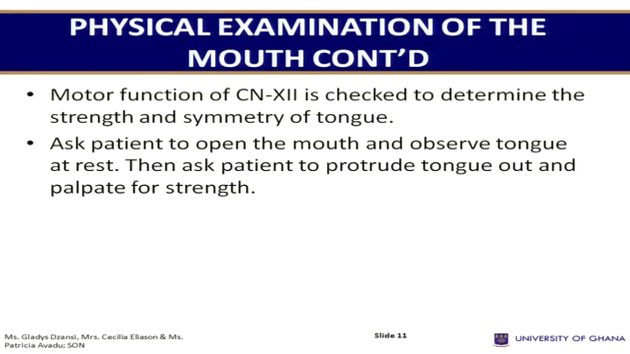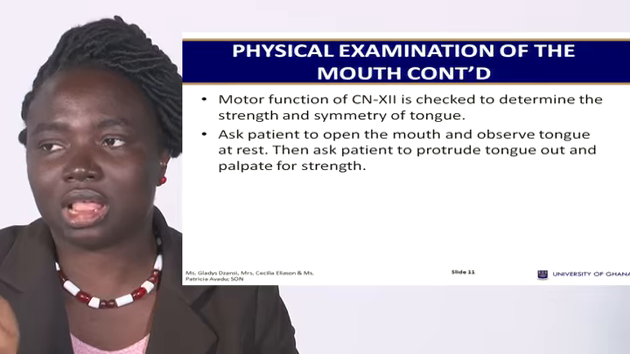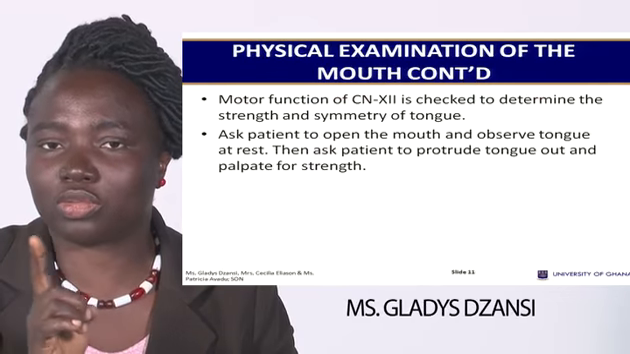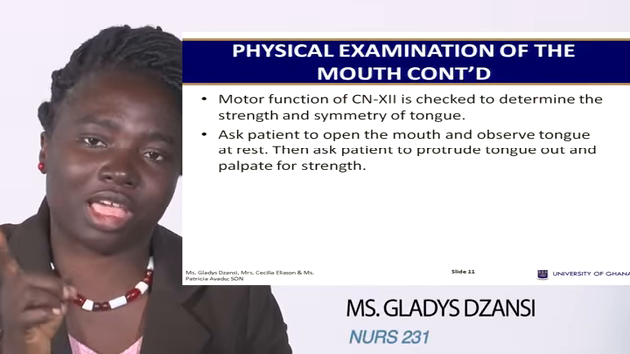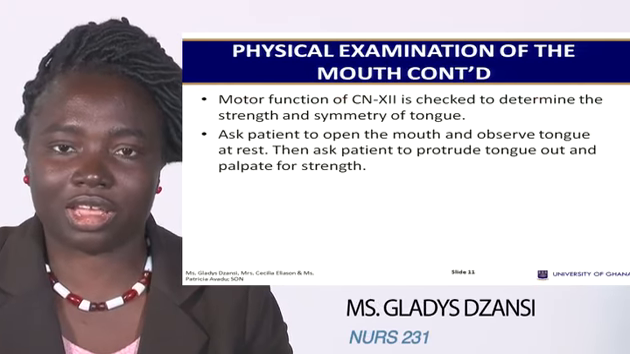To test the motor function of the 7th cranial nerve, you ask the patient to open the mouth, then you observe the tongue while the tongue is resting. Then you ask the patient to protrude the tongue out, and then you palpate for the strength. While the patient is pushing the tongue towards one direction, you meet the patient with a force and test for the strength of the tongue.